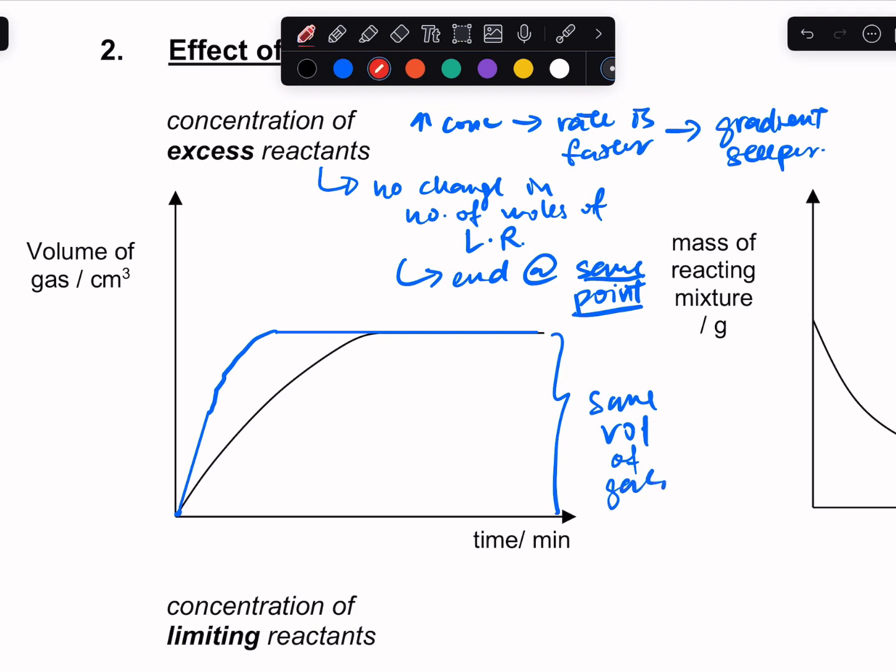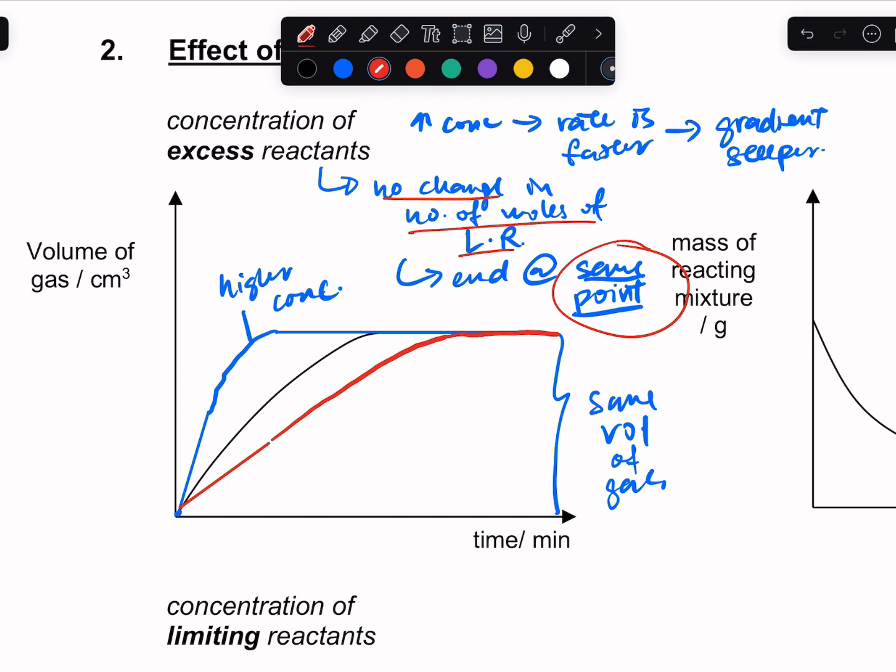Okay, but if I were to, let me just label this as higher concentration. If I were to reduce the concentration, then it's the opposite, right? Rate will be slower, so the graph is gentler at the start. And it will plateau later, but it will also end at the same point because there's no change in the number of moles of limiting reactant, even if I reduce the concentration of the excess.